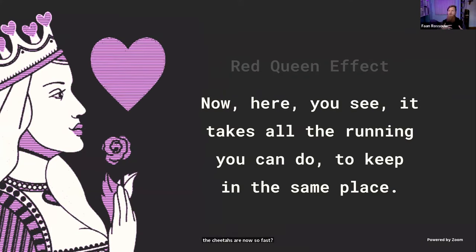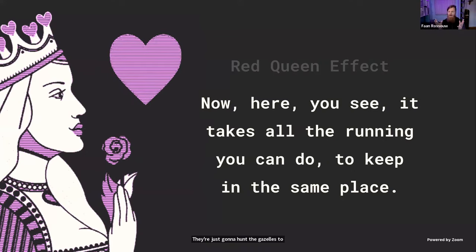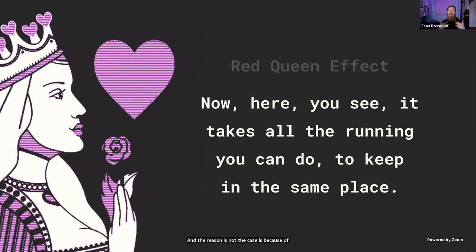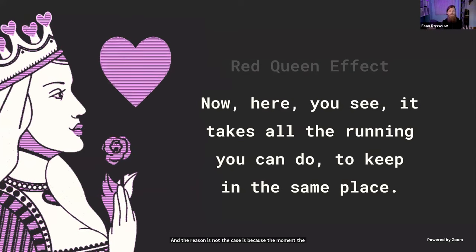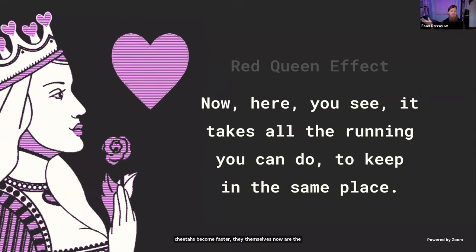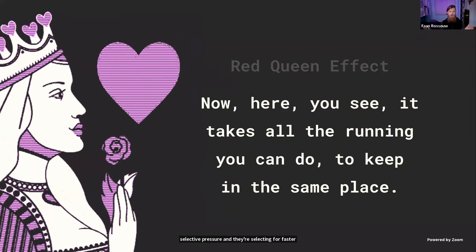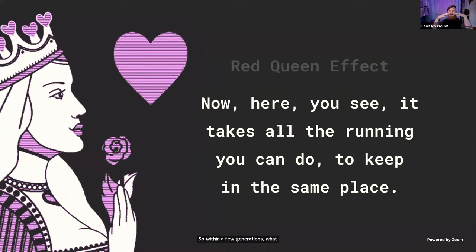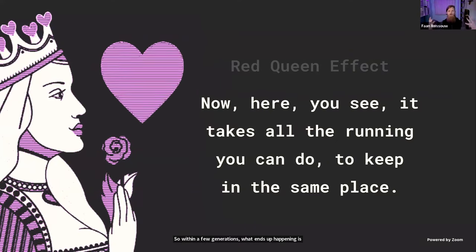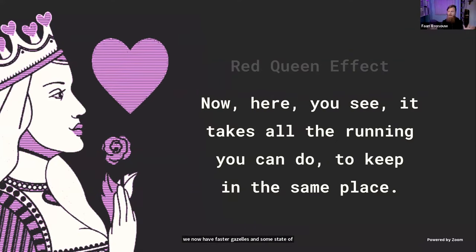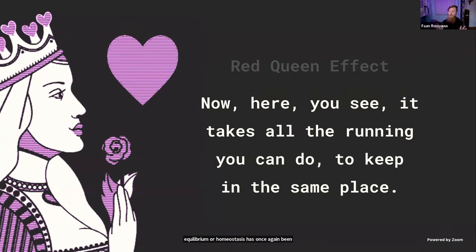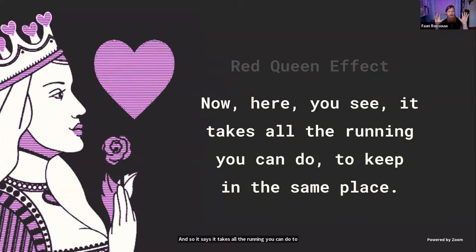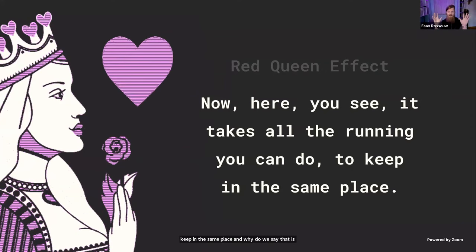And most of us intuitively know that's not the case. And the reason it's not the case is because the moment the cheetahs become faster, they themselves now are the selective pressure and they're selecting for faster gazelles. So within a few generations, what ends up happening is we now have faster gazelles, and some state of equilibrium or homeostasis has once again been reached. And so it says it takes all the running you can do to keep in the same place. And why do we say that? Is because we now have faster cheetahs and faster gazelles.